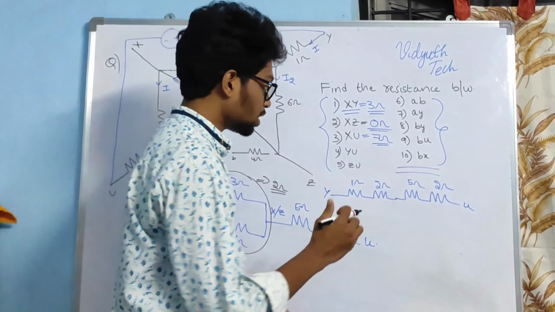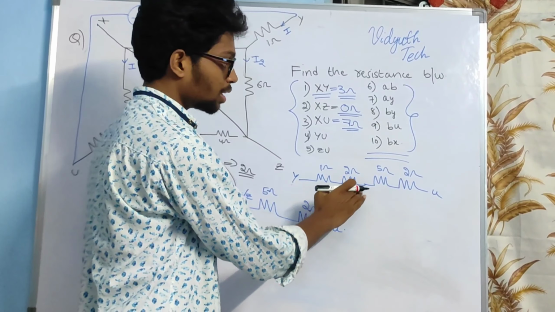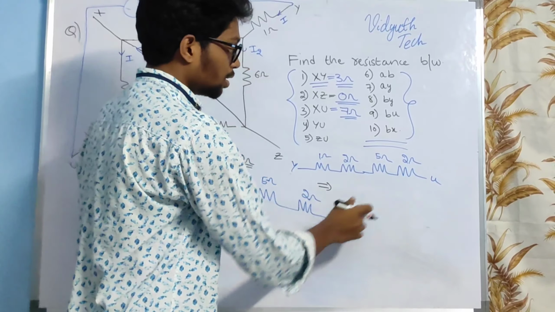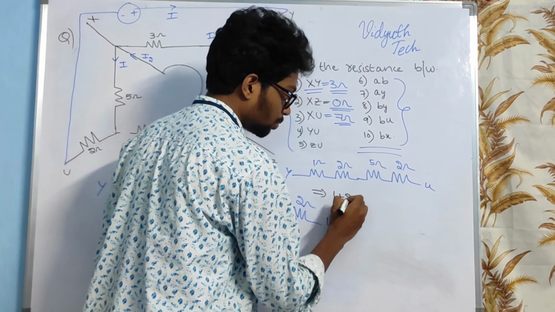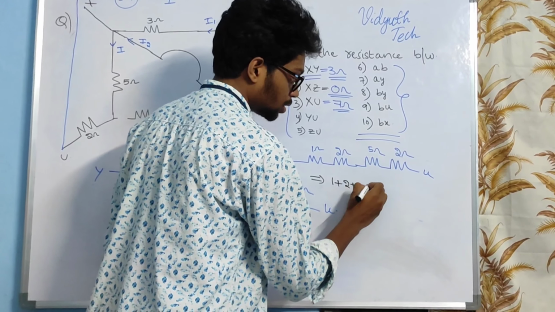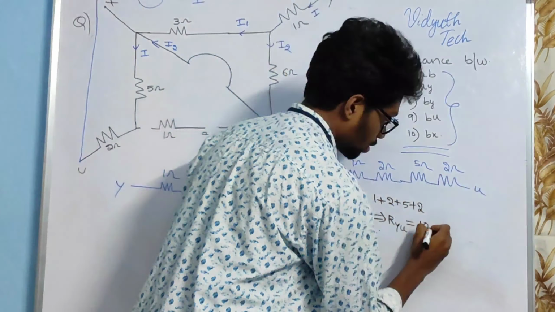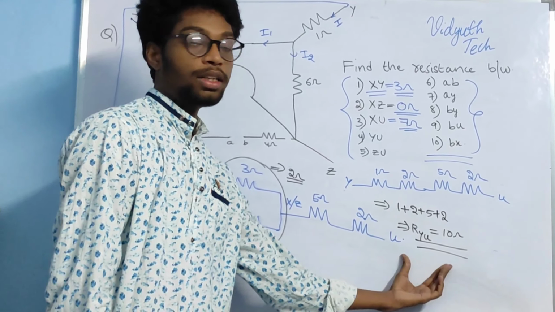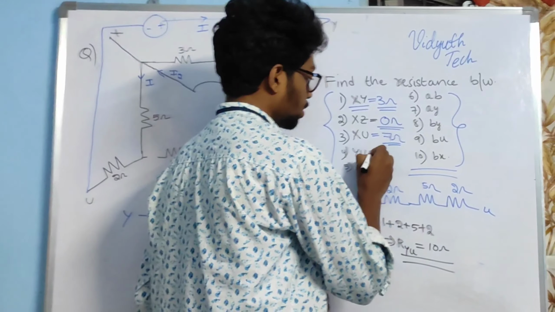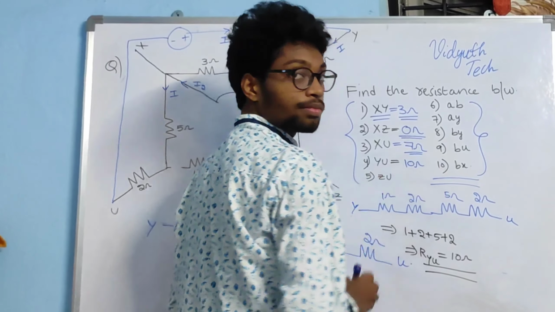So equivalent resistance when resistances are connected in series is R1 plus R2 plus R3 plus R4, as 4 resistances are connected in series. 1 plus 2 plus 5 plus 2 is the equivalent resistance. 1 plus 2 plus 2 plus 5, 10 ohms will be the equivalent resistance across Y and U terminals. So equivalent resistance is 10 ohms.